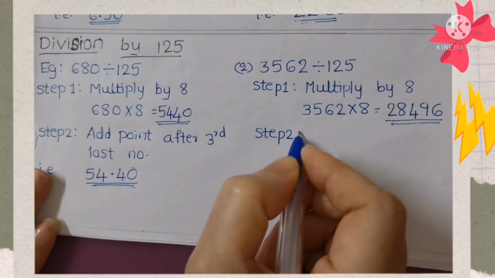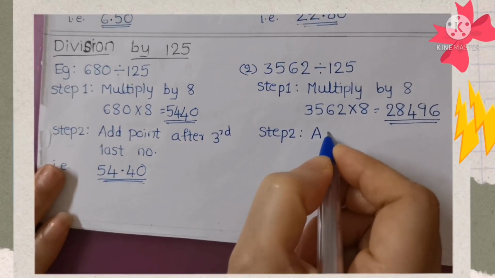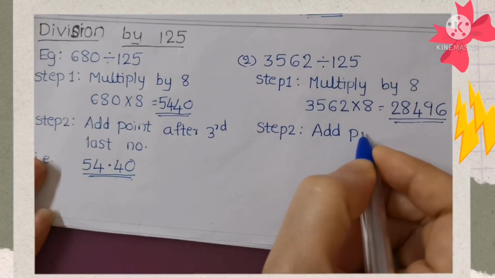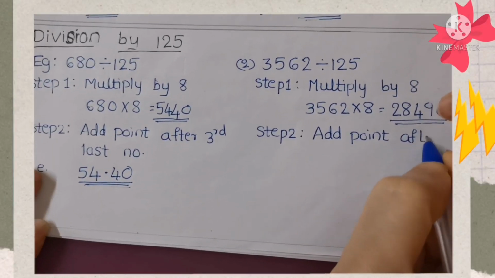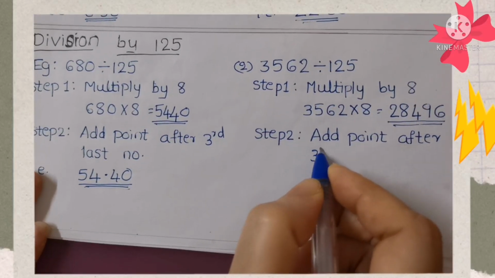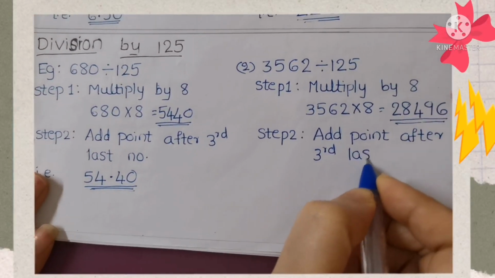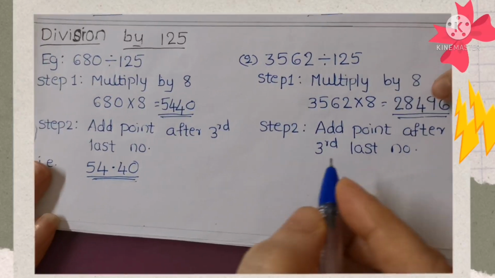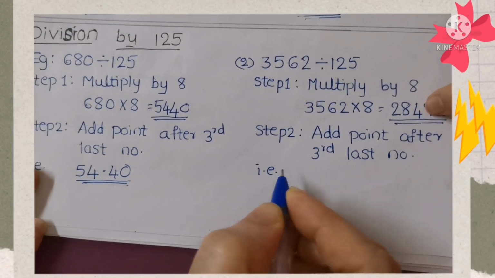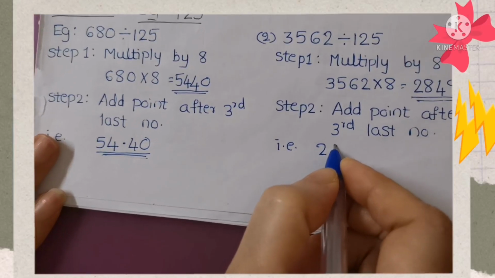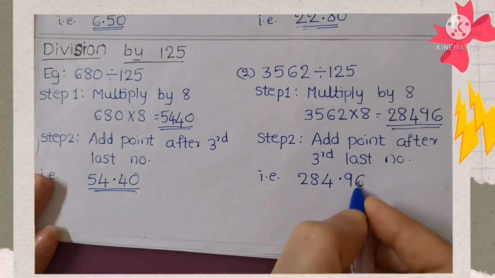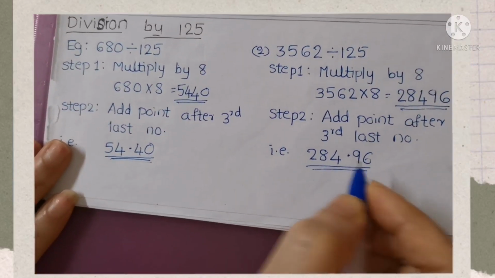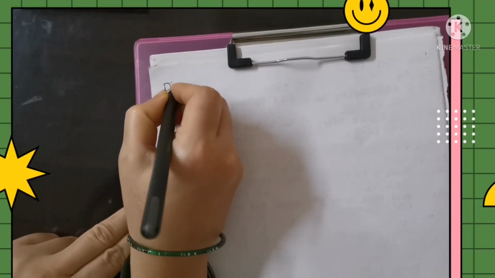Our step number 2 is that we have to add a point after the third last number. In this example, our third last number is 4. And we have to add a point after the third last number. So last, second last and third. So we have to add a point here. So after dividing 3562 by 125, we get the answer as 284.96. Our next trick is division by 250.